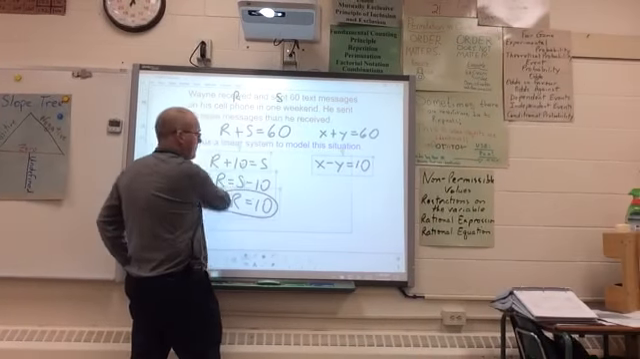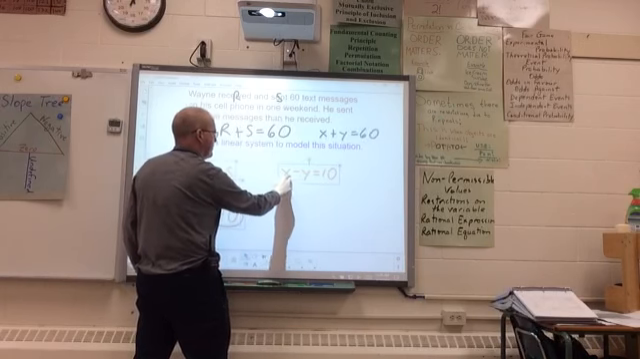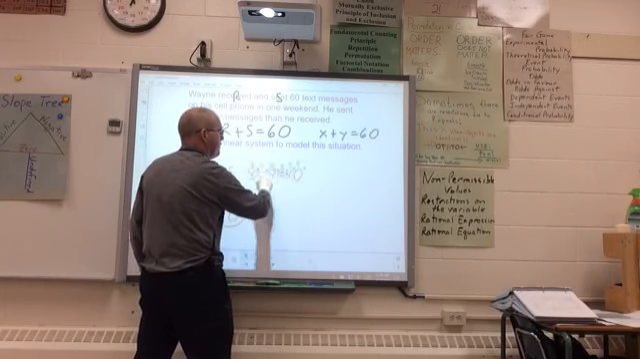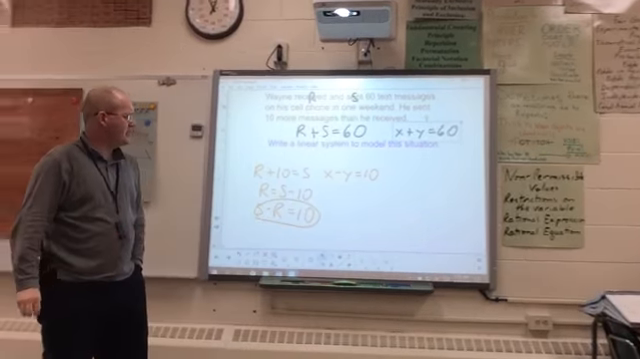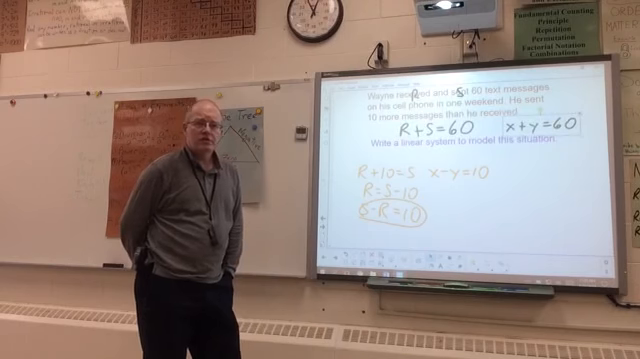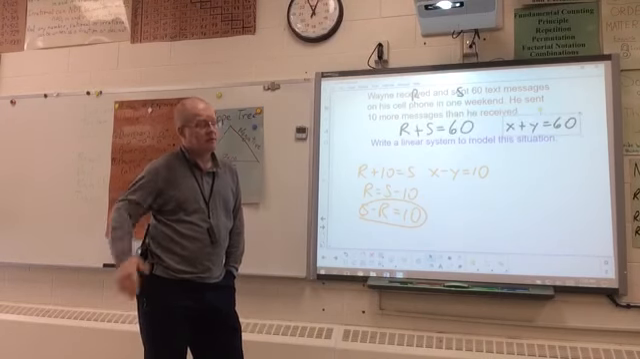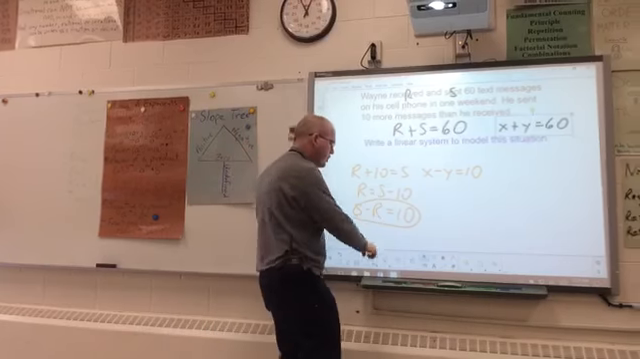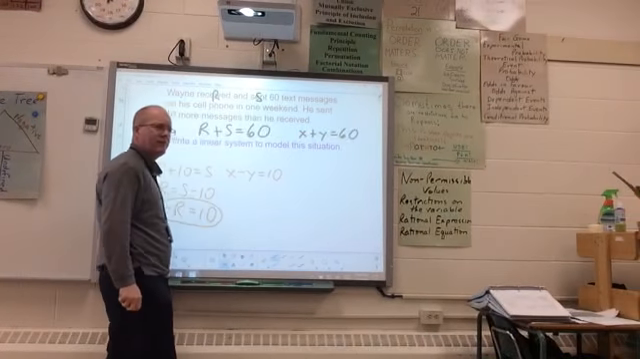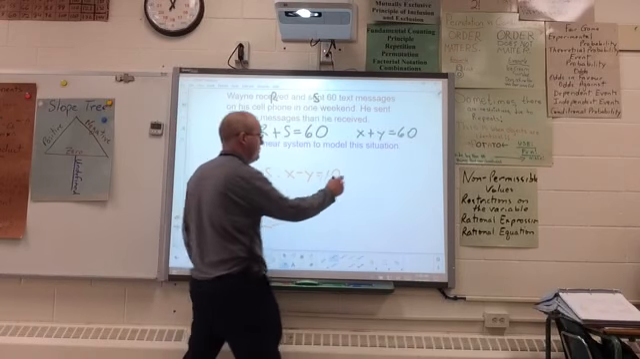All right. Two equations. We've got x plus y equals 60 and x minus y equals 10. Can we graph these? How would we graph this one? How would I rewrite it so we can graph it? Minus x from both sides.